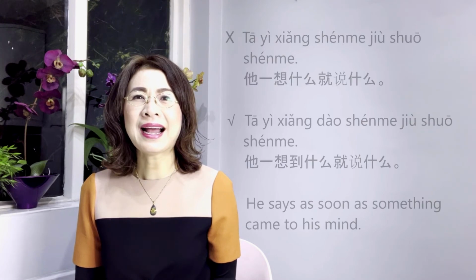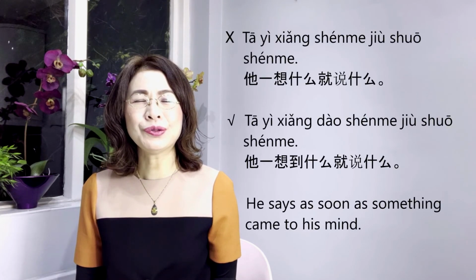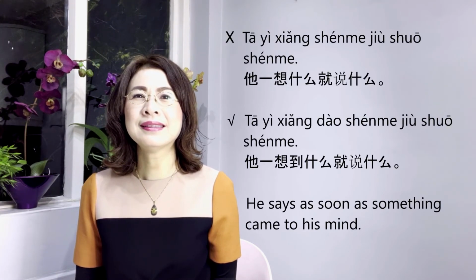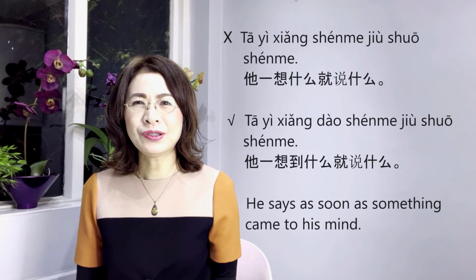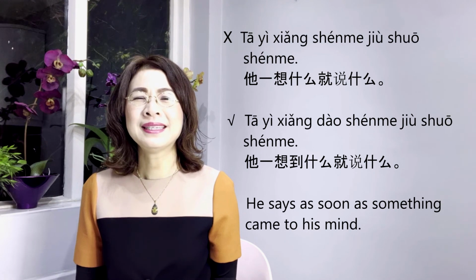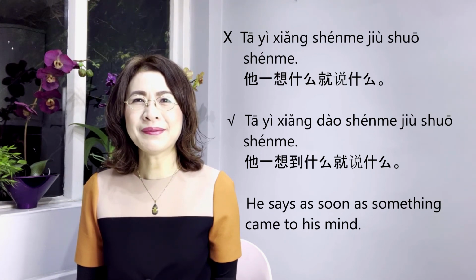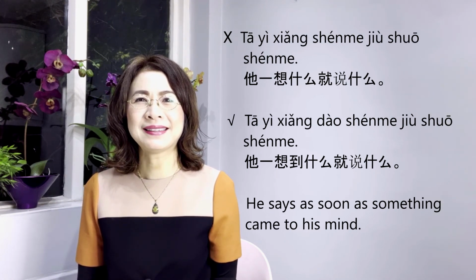想 is often used with the suffixes such as 到, 起来, 出来 to indicate a result of a thinking process. So there's a common mistake using this function. 他一想什么就说什么. It should be 他一想到什么就说什么. He says whatever comes to his mind.